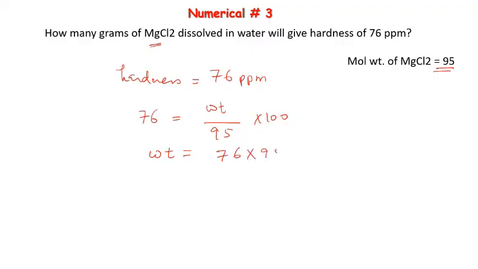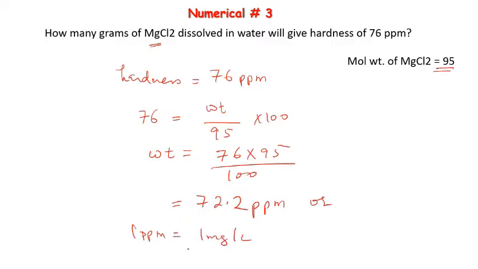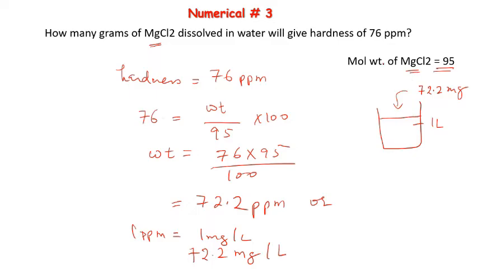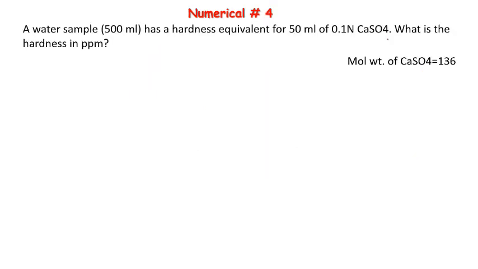So this is 76 multiplied by 95 divided by 100. So what will be the answer now? This is equal to 72.2 ppm, or, as the hardness is given in ppm, we have weight in ppm, and 1 ppm is equal to 1 milligram per liter. So 72.2 milligrams in a liter, right? So here you can understand this is my 1 liter of solution, and if I add 72.2 milligrams of MgCl2, then I will get this much hard water. So in another way you can understand.